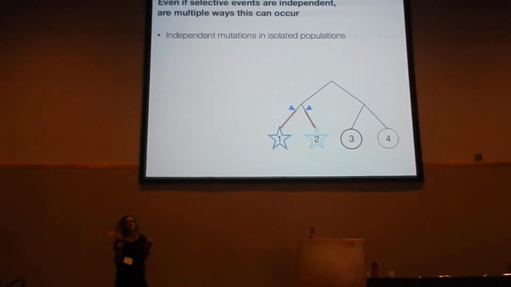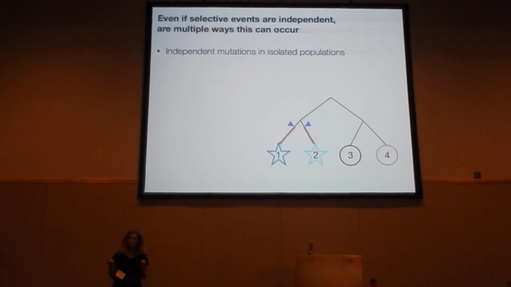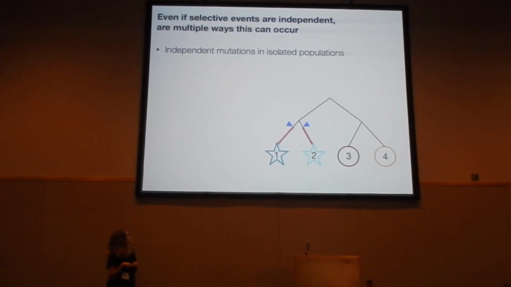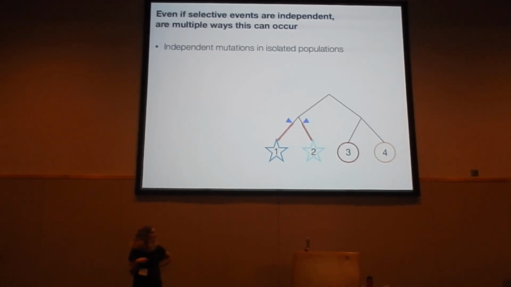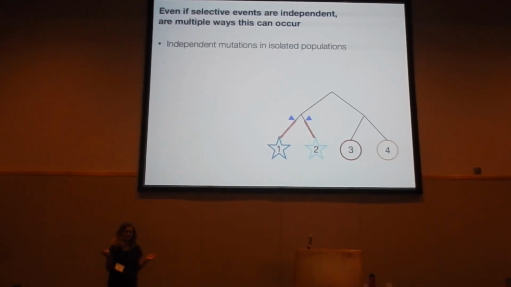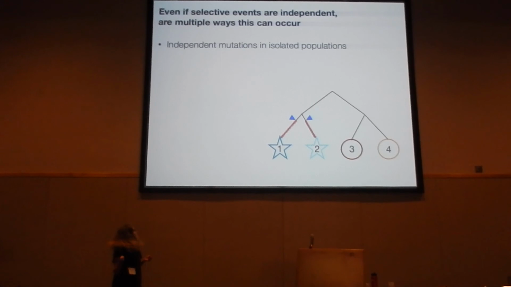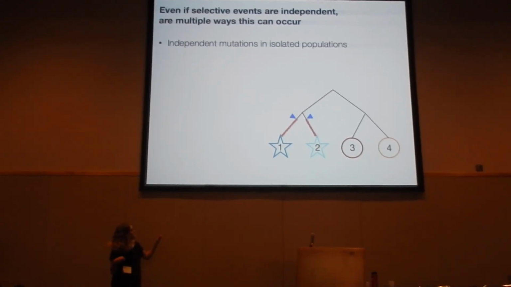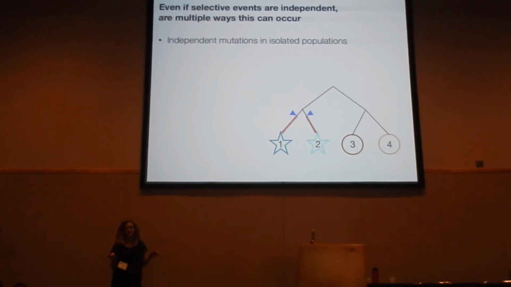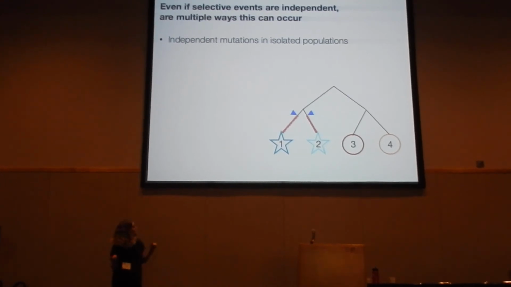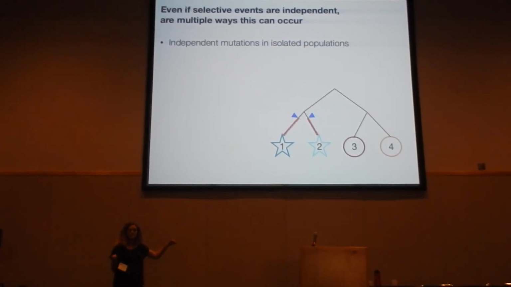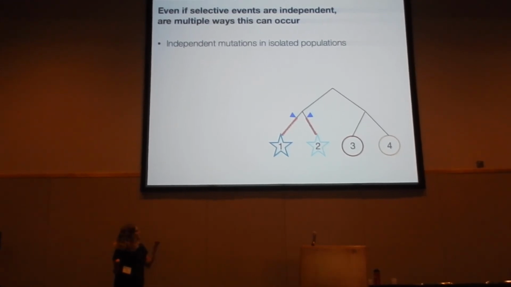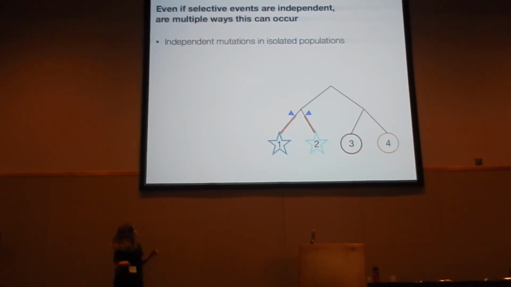Even if this event was truly convergent, so we have multiple independent instances of selection, there are multiple ways that this can occur. Distinguishing between these modes gives us a lot of insight into how adaptation is happening and possible constraints in our system. The first way is that there could be independent mutations once our populations are isolated from one another. Here, indicated with these blue triangles, there are mutations at the same genetic locus occurring once our populations have split.